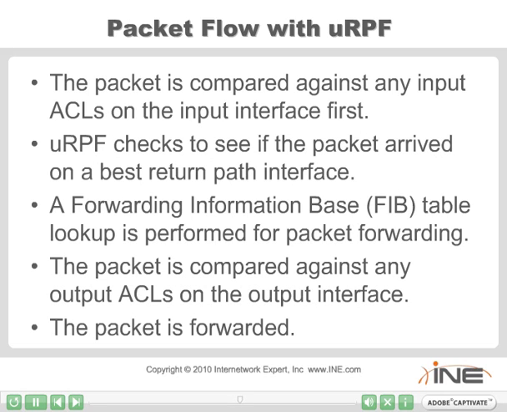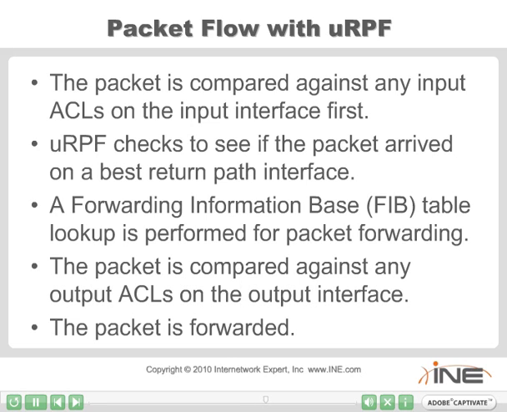Now uRPF is just another feature that gets checked in the packet processing. So different features are checked in a different order of operations. In this case, let's look at where it comes in, comparing it with ACLs on interfaces. If you have an inbound ACL, that inbound ACL will be checked first, and then uRPF, after it passes the input ACL check on the interface.